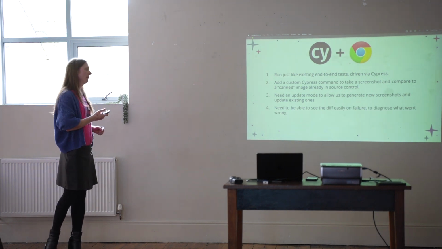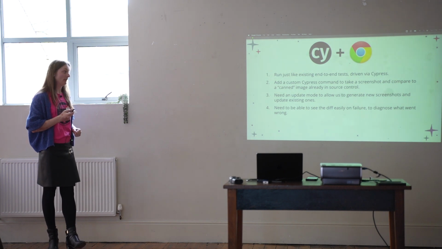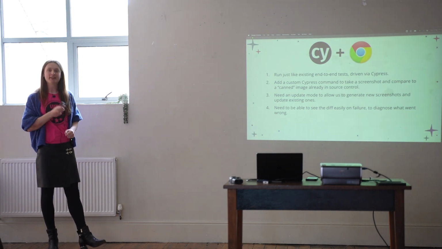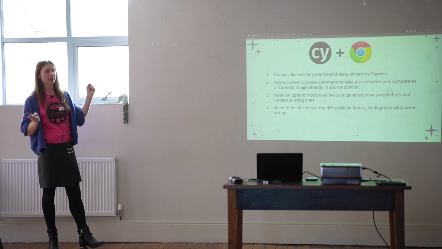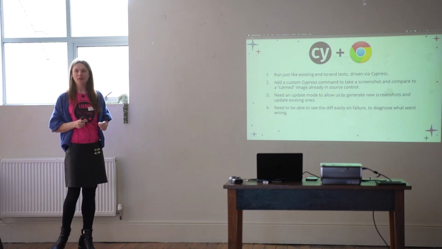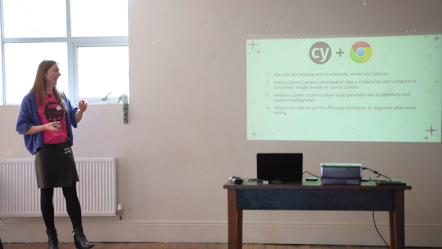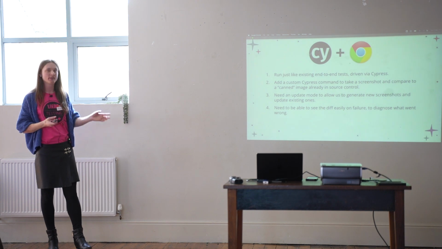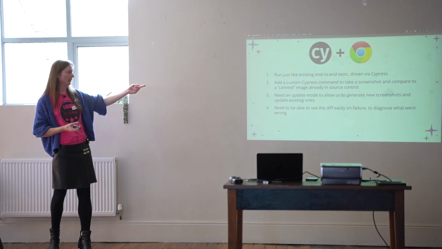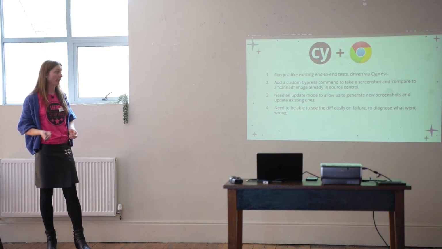And we also need to be able to see the diff easily when they go wrong. We don't want to add these tests and then have them failing and going, oh, well, I took a screenshot of your page and it didn't look how I wanted it to. And you're like, okay, how did it look, right? We need it to be easy for us to tell as developers, as testers, what it's saying is wrong. So we can make that decision, going back to the previous point, of whether it's correct or not to update.